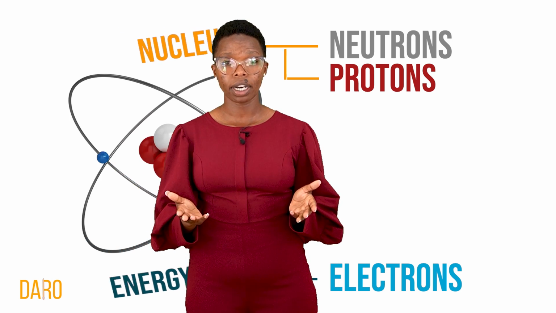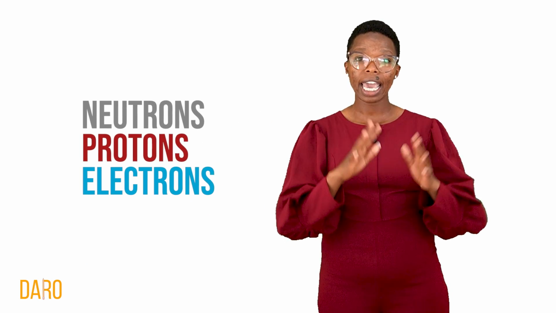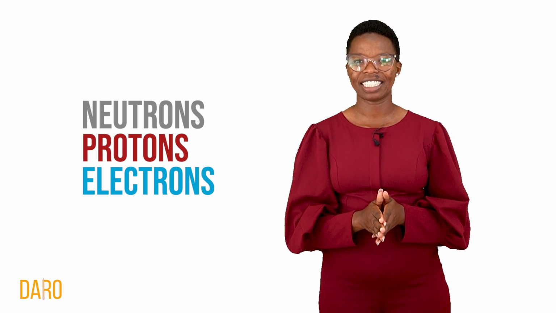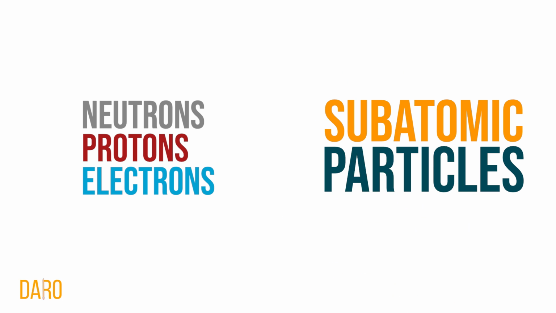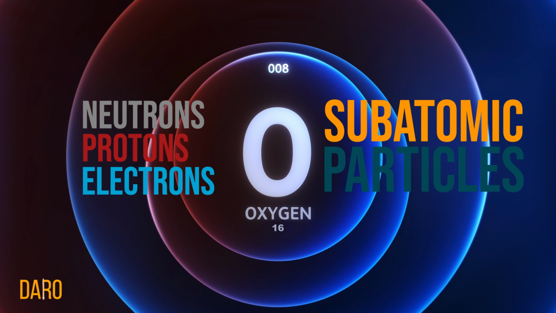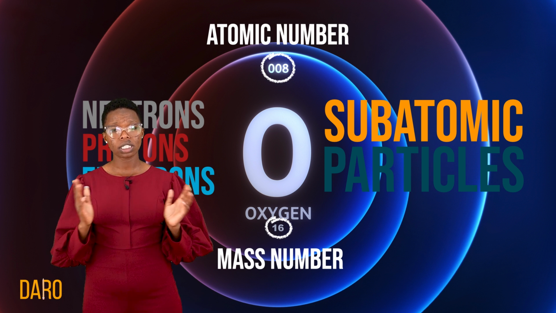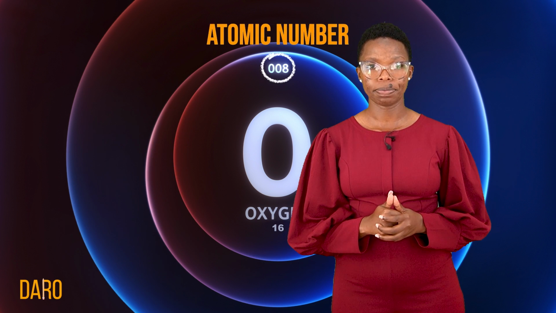Do you remember what we call protons, neutrons, and electrons together? Yes, you are right. We call them subatomic particles. The subatomic particles will help us to find the atomic number and the mass number of each element. And that's what this lesson is all about. Let's start with the atomic number.